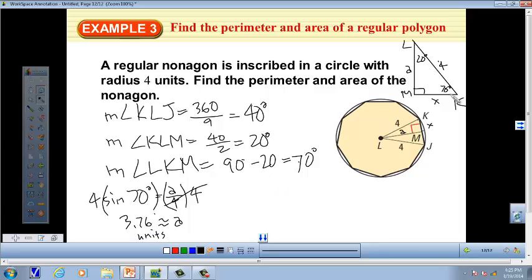To find MK, we are going to use cosine because it's adjacent over hypotenuse. So cosine of 70 is equal to, this time, x over 4. Again, multiplying both sides by 4, those cancel, and here we get x is approximately 4 times cosine 70, and this is 1.37 units as well.